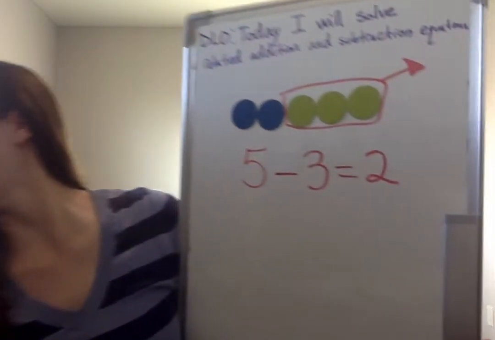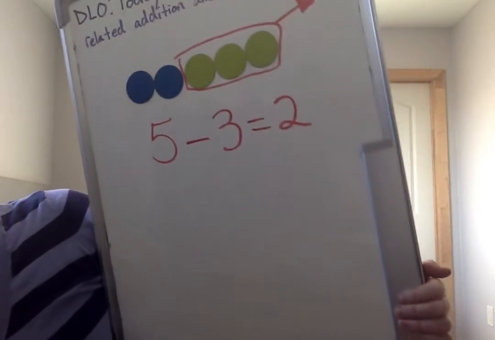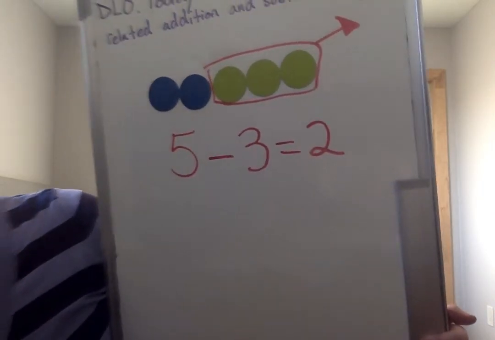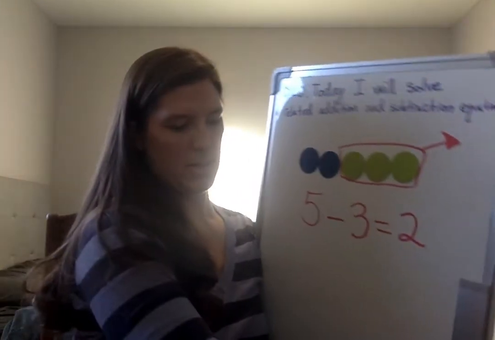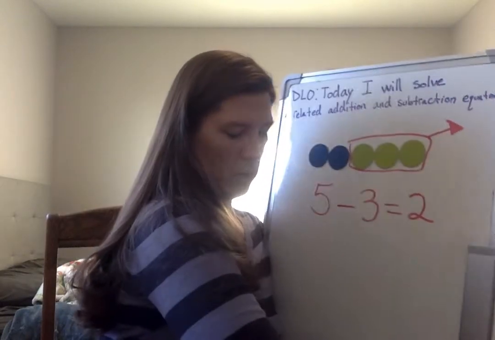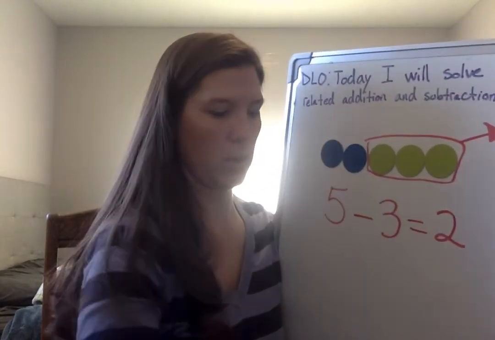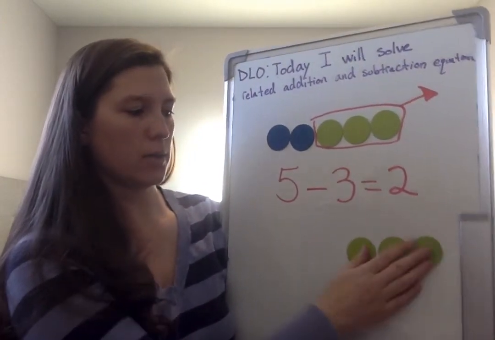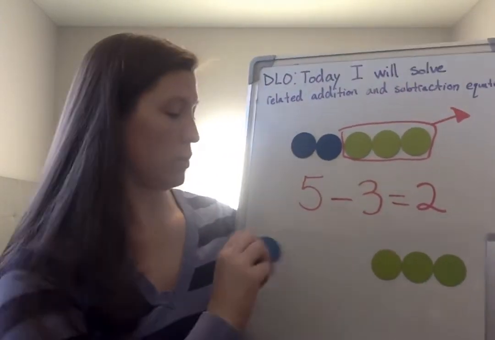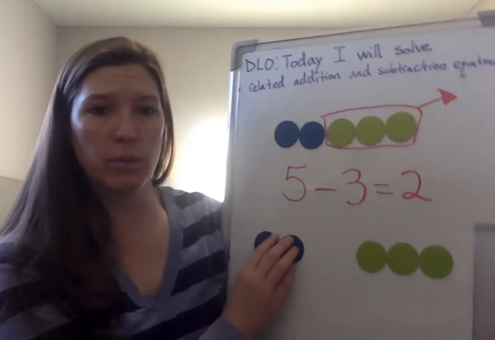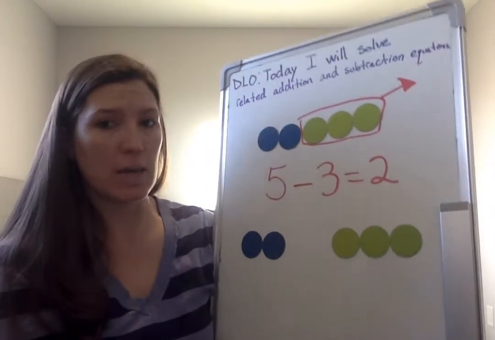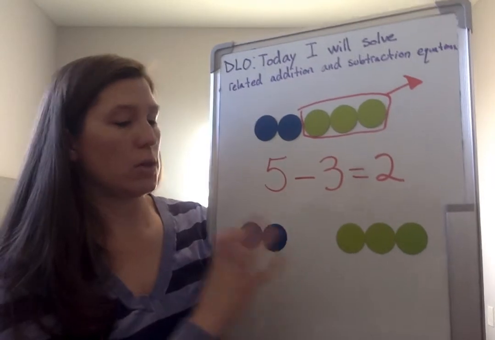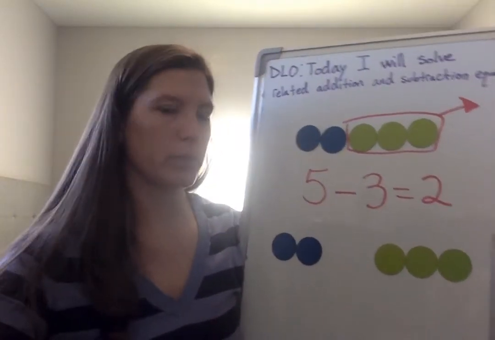I need one more green. Just when I think I have everything I need, but they're all right there. Let me grab one more of these. Okay, now I'm ready. So the related fact, we're going to use the same numbers because they're related. They're in the same family. It's just going to look a little different.